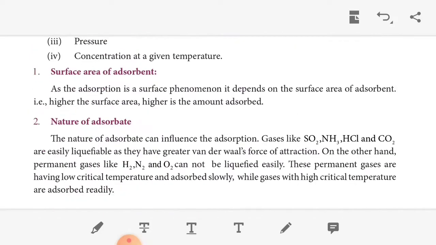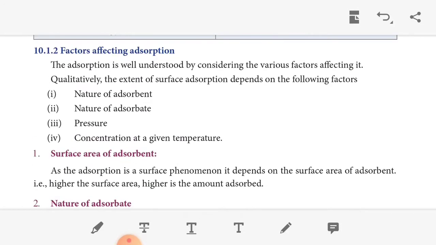Okay, the next one, factors affecting adsorption. It may be asked in a 2 marks question: what are the factors affecting adsorption? You can write the nature of the adsorbate, pressure, concentration. If it is asked in a 5 marks question, explain the factors affecting adsorption, you need to explain all the 4.